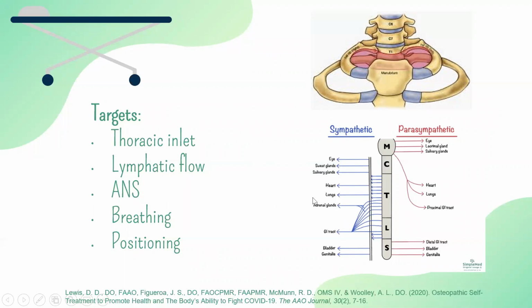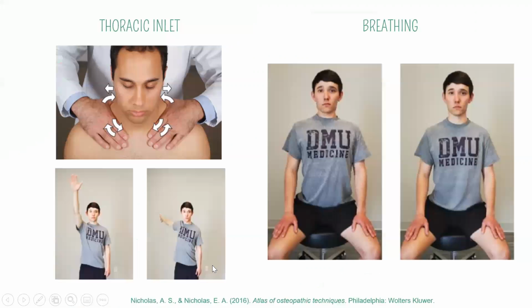To promote the inner health and optimally balance the sympathetic nervous system, we would look for somatic dysfunctions in the thoracolumbar region. So this region right here. And to balance the parasympathetic nervous system, we will look for dysfunctions in the cranial and sacral regions, specifically somatic dysfunctions that may affect cranial nerves 3, 7, 9, 10, and sacral roots 2 to 4. And then lastly, we can also address breathing and positioning.